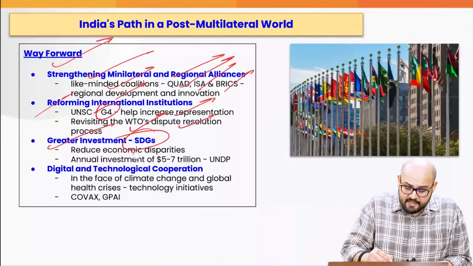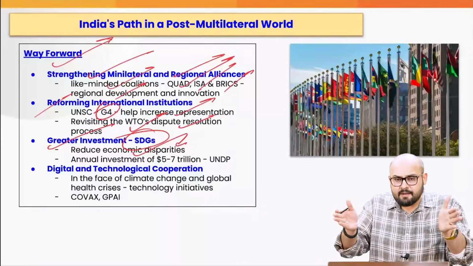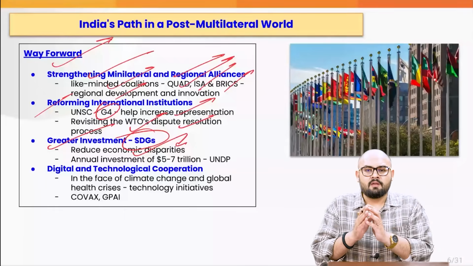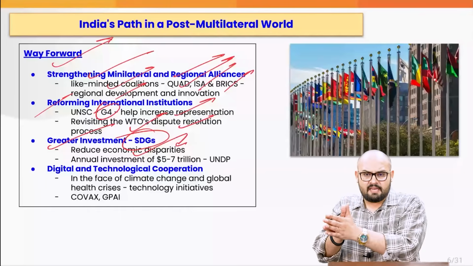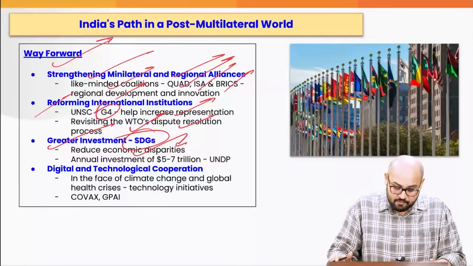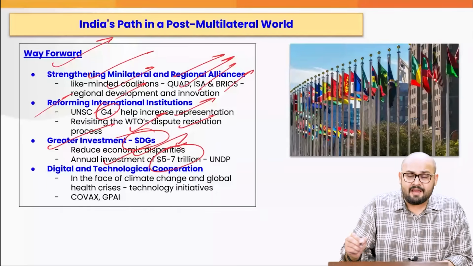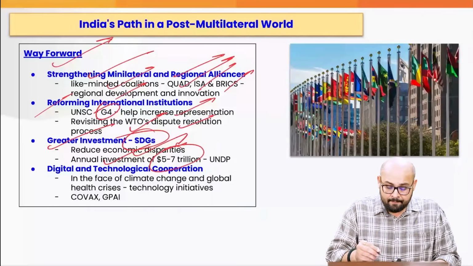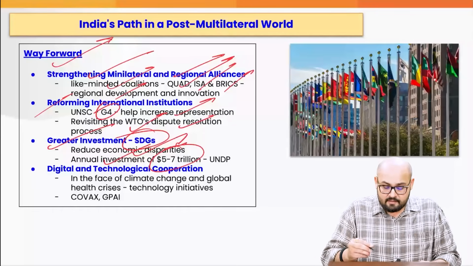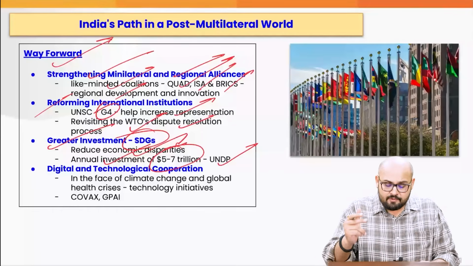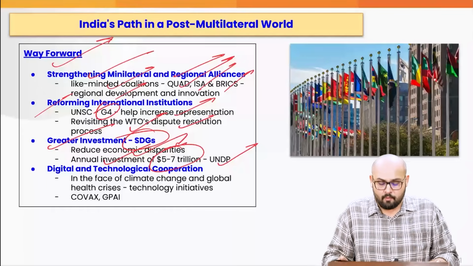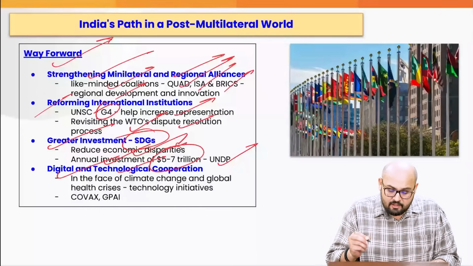We have to reduce the economic disparities, which have deepened especially after COVID-19. So we must shift the focus to this particular area rather than just having our attention on these conflicts and issues. Annual investment of almost $5 to $7 trillion is required for achieving the sustainable development goals by 2030, and this is according to the UNDP. And $5 to $7 trillion is not a small amount. For that, the different countries must come on board. Next, we have digital and technological cooperation.